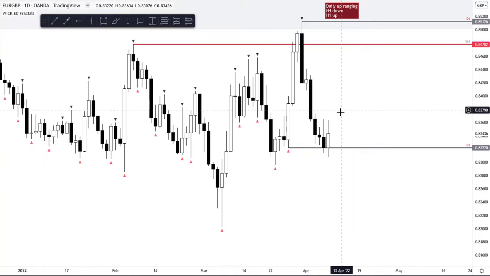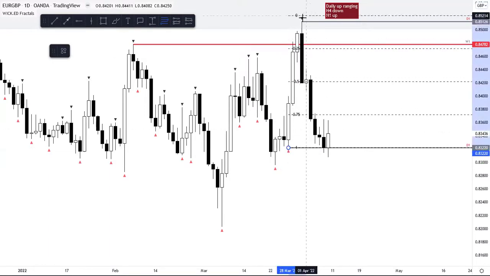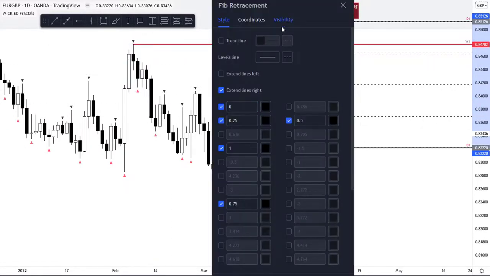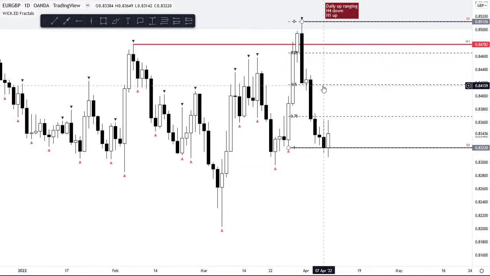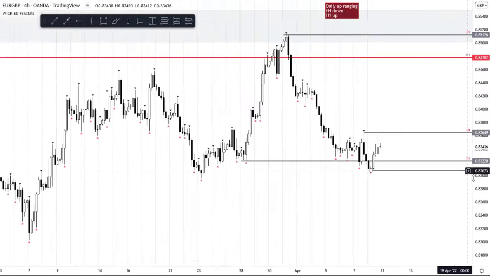When there's a ranging market, I look at the market as premium and discount, so this structure low will be my low of the range, and this market structure high will be the high of the range. So I'm going to focus on below the 50% for discounts, and above the 50% for premiums. And I close this, and yes, I'm just going to keep this like this. Then I go to the 4 hour, I do the same things.